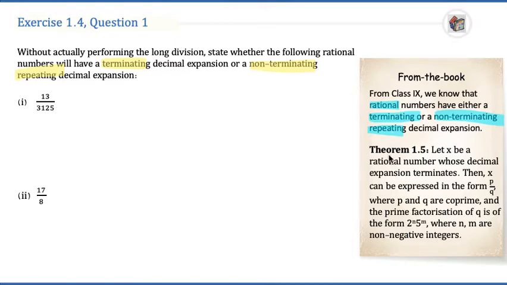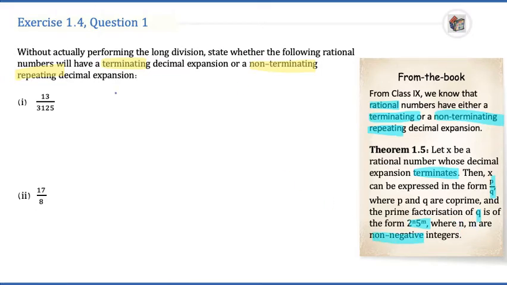Now we have a theorem here in our book for class 10. Let's read this. We're saying let x be a rational number whose decimal expansion terminates. So it is not any of these. We are sure that it is going to terminate. Then x can be expressed in the form p by q. Well, this can be for any rational number. But what is so special about x? x can be expressed in p by q, where p and q are co-prime, and the prime factorization of q, which is the denominator, is of the form 2 to the power n times 5 to the power m, where n and m are non-negative integers.